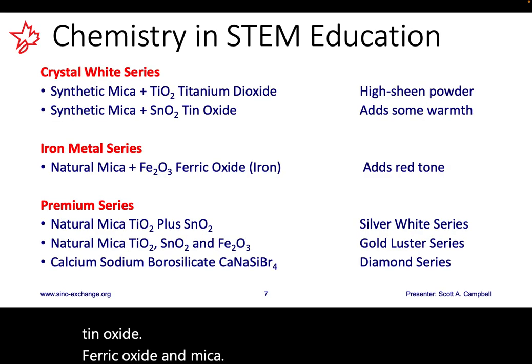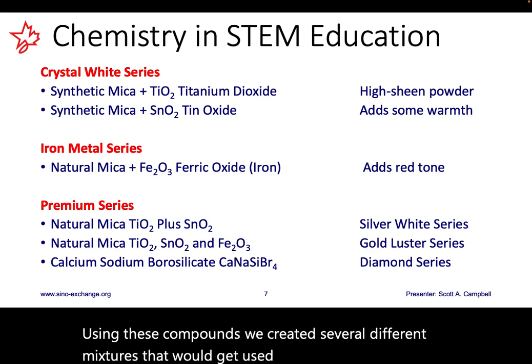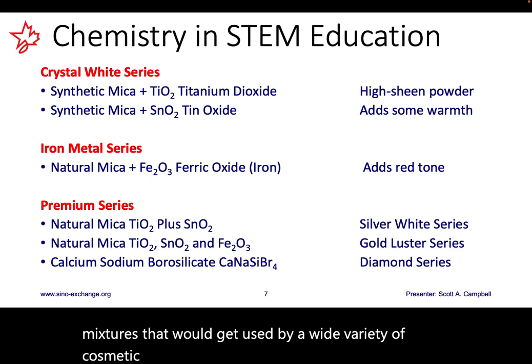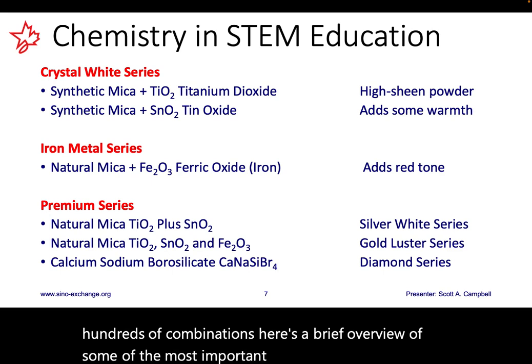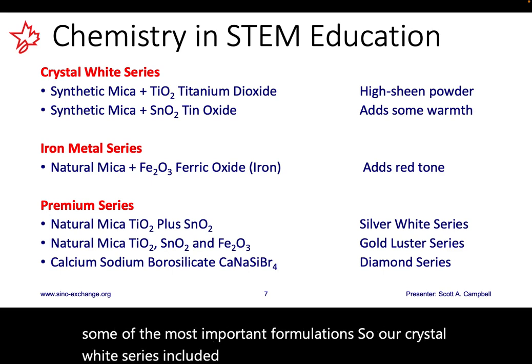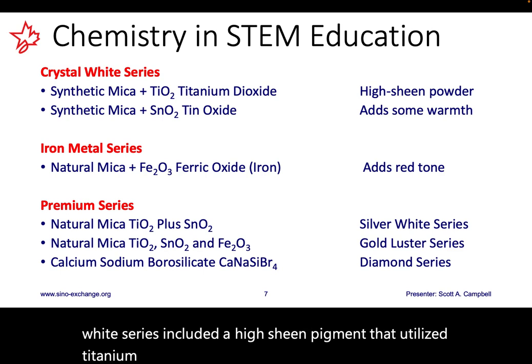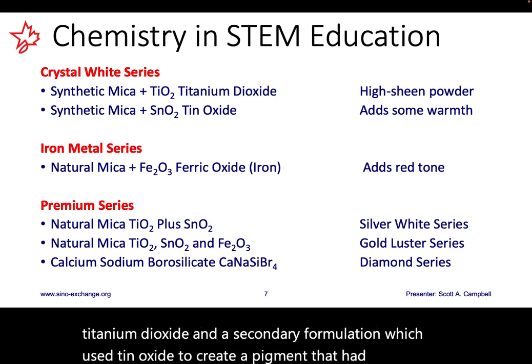Using these compounds, we created several different mixtures that would get used by a wide variety of cosmetic and industrial applications. Although we had hundreds of combinations, here's a brief overview of some of the most important formulations. So our Crystal White series included a high sheen pigment that utilized titanium dioxide and a secondary formulation which used tin oxide to create a pigment that had a slightly warmer color tone.